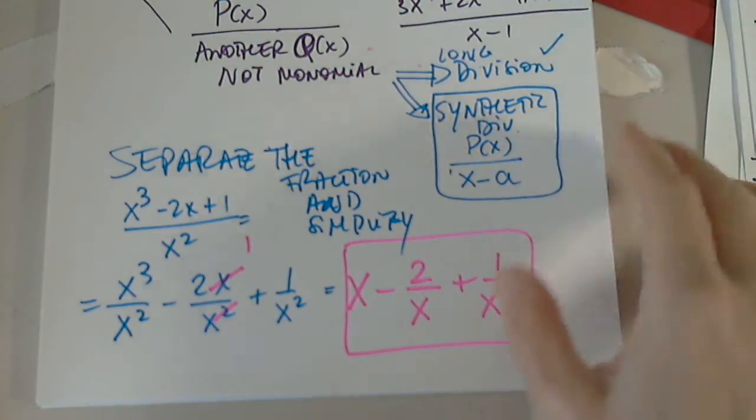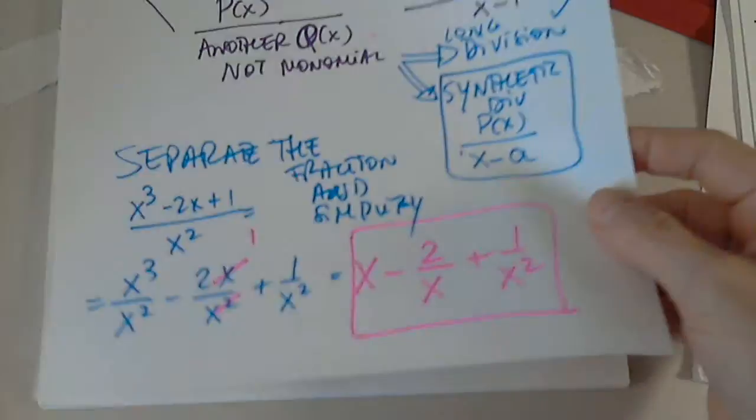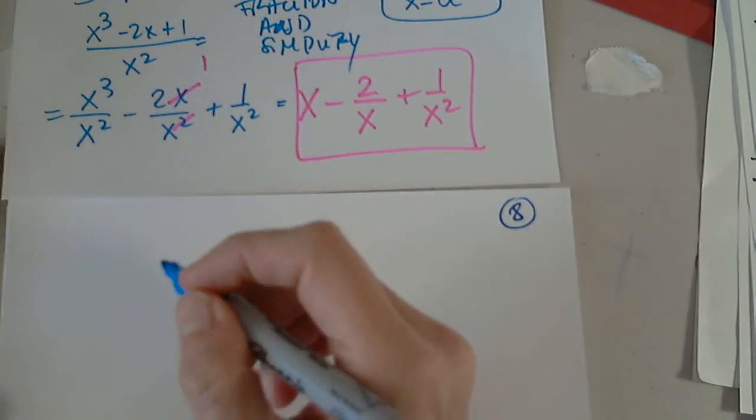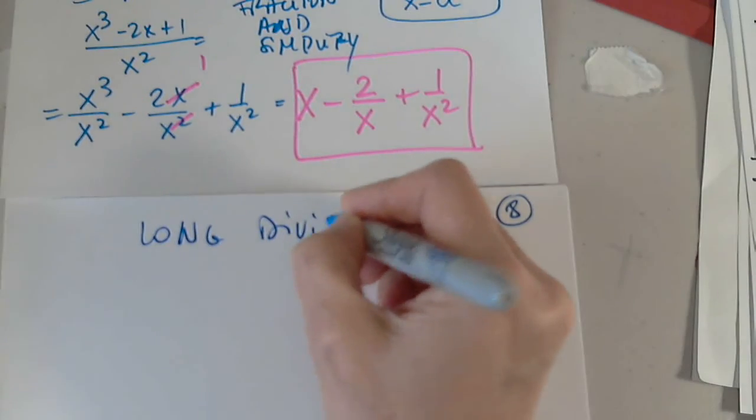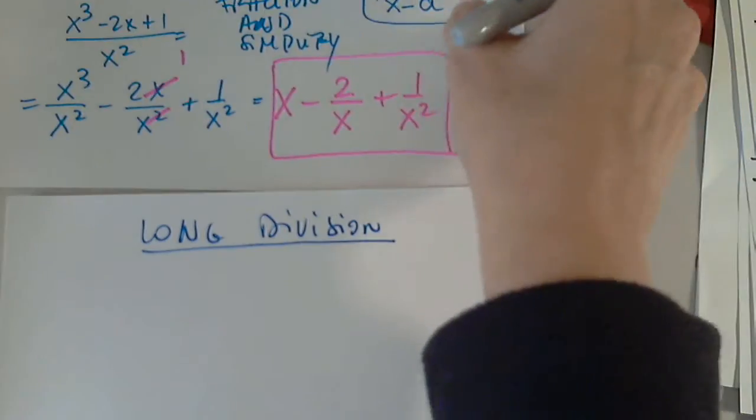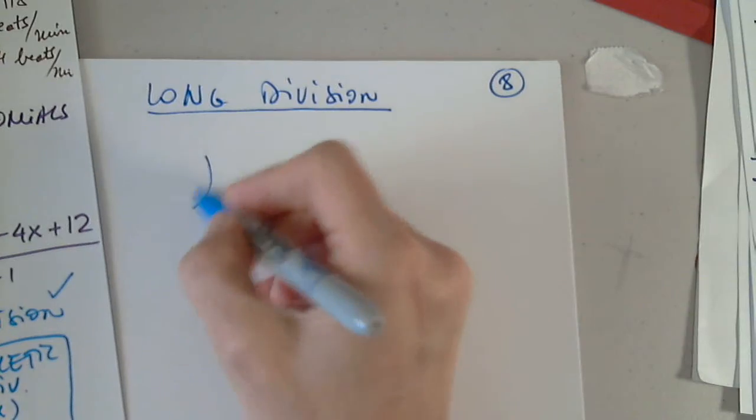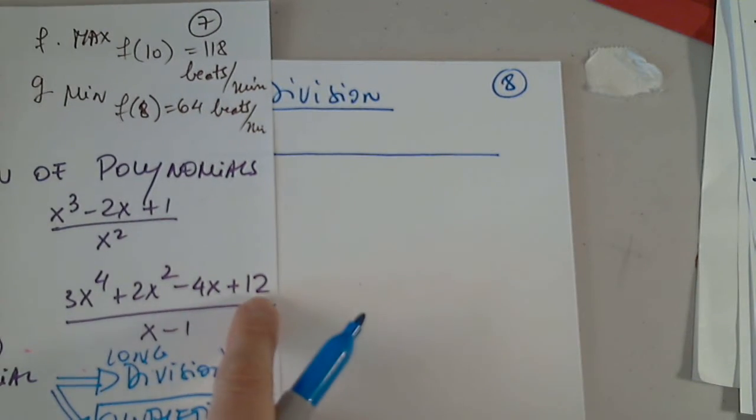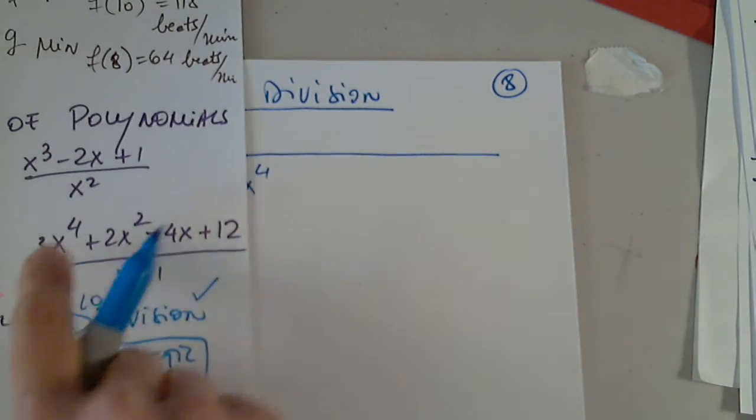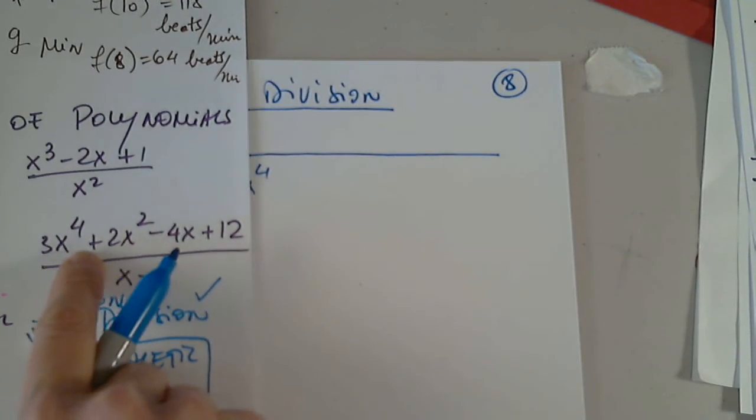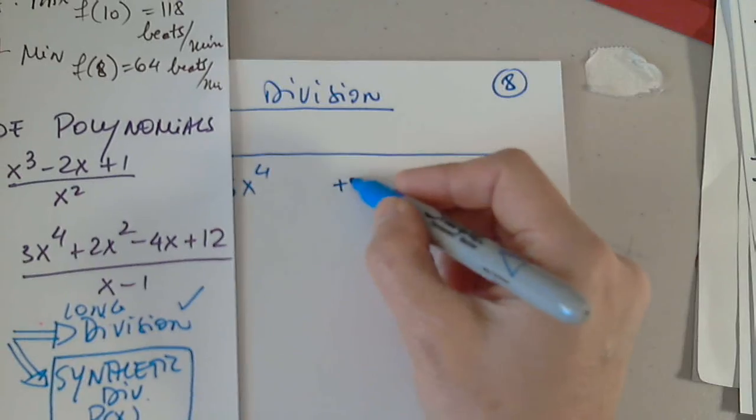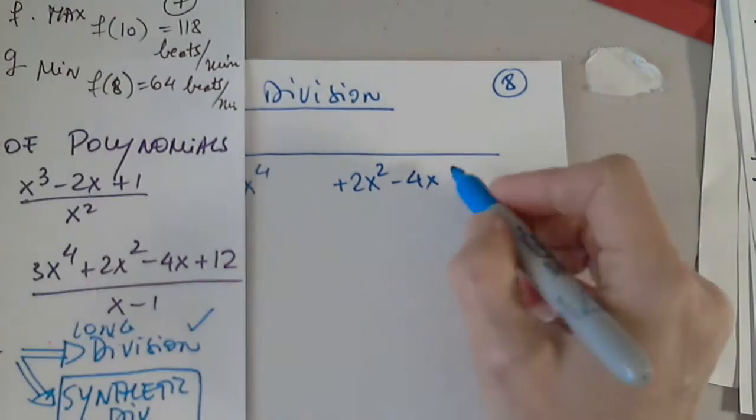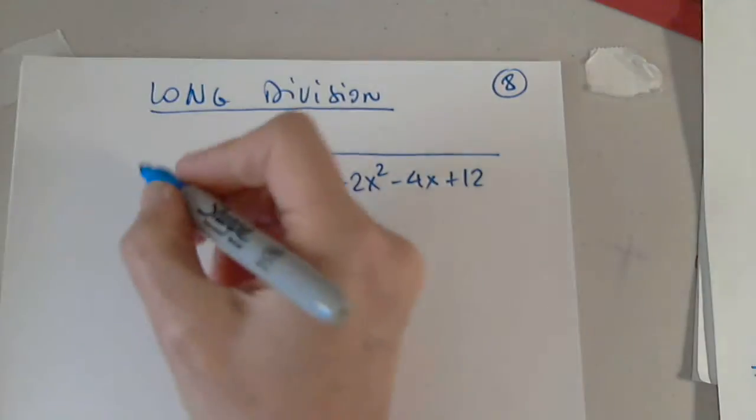Now, when we talk about the other one, it's a different story, and we will use long division. I'm going to copy it again: 3x to the 4th. Everything is in descending order. Both of them have to be in descending order. The top has degree 4. Degree 3 is missing, so I'm going to leave some room. Plus 2x squared, degree 2 is there. Degree 1 is there, no space needed. Plus degree 0 is there. And divide by x minus 1.